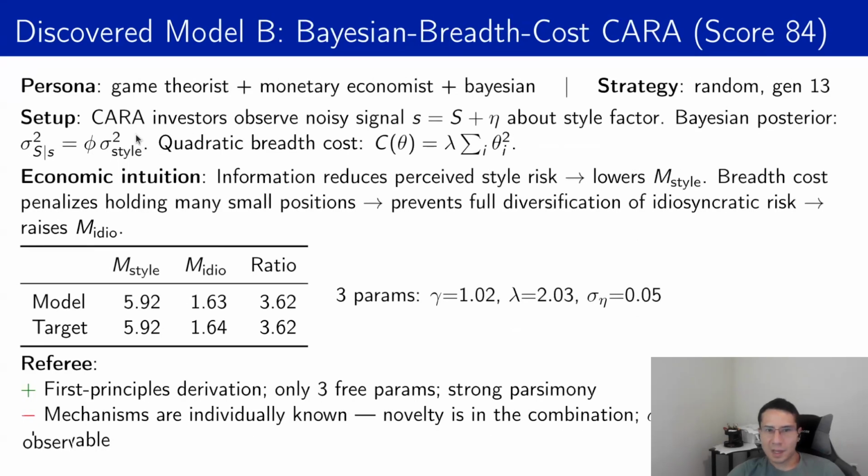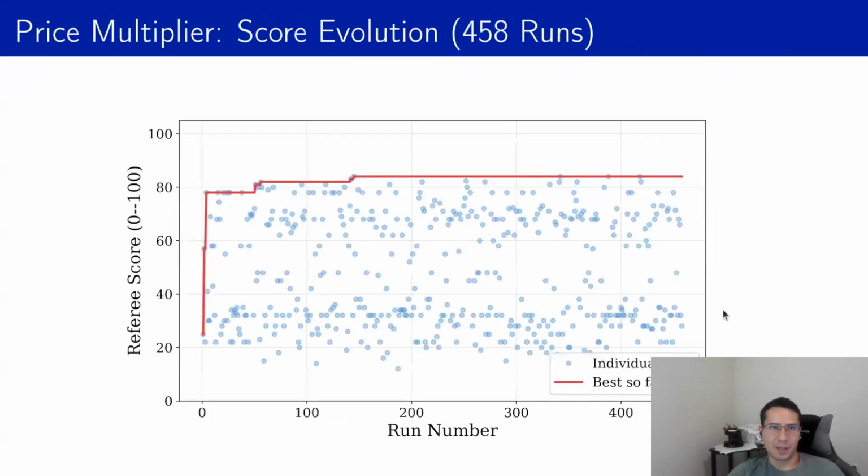There's a wide range of parameters. For example, another one would have the persona game theorist, monetary economist, and Bayesian. Another random one, it thinks that investors observe noisy signals and have to form a Bayesian posterior, right? It also nails the model completely with actually 3 parameters, so it's a little bit more parsimonious. But the referee didn't like that the mechanisms are individually known and the novelty is only in the combination, and one of the parameters is not directly observable.